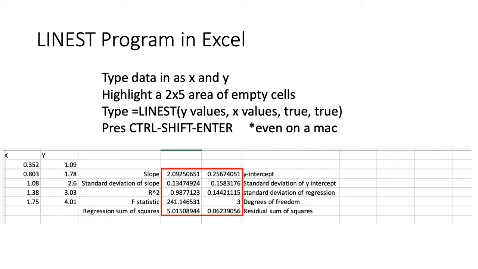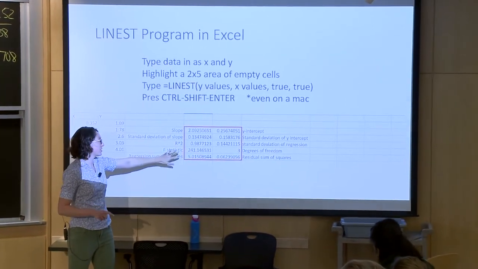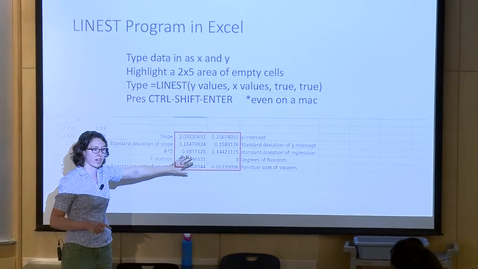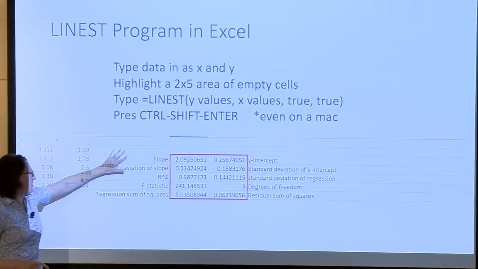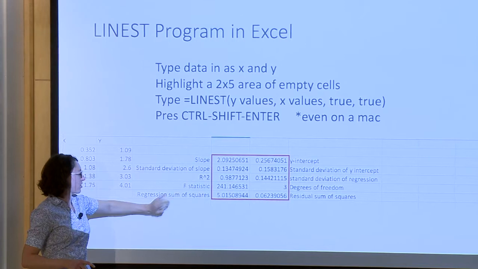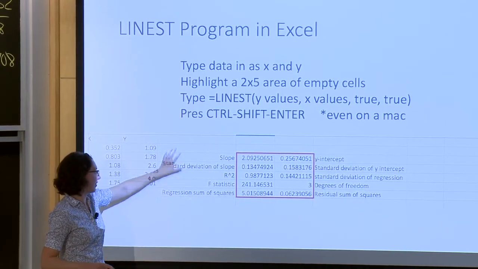You will have your slope, and then you press Control-Shift-Enter, even on a Mac. On a Mac, press Control, not Command, Control-Shift-Enter, and it'll give you this array of data. Once you get this array of data, don't try to change any of these values, or Excel will get kind of mad at you. So just leave it. And this is the key to what each of the cells is telling you, because Excel won't give you this information. You can look it up online, or it'll be on these slides.